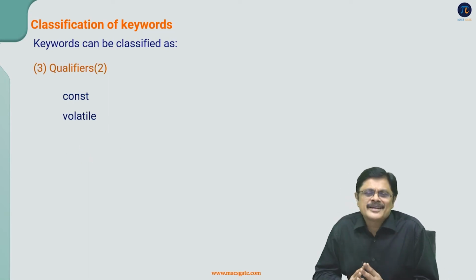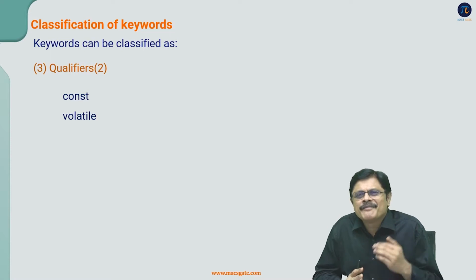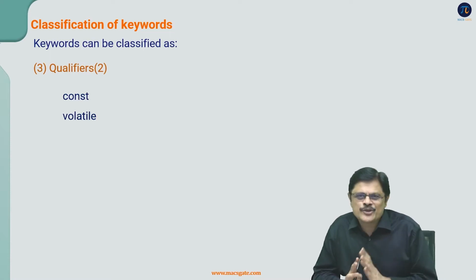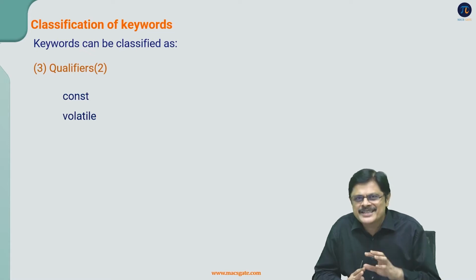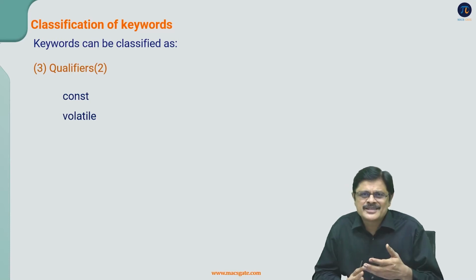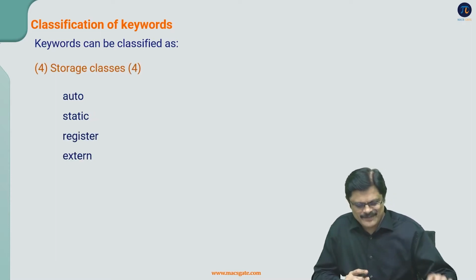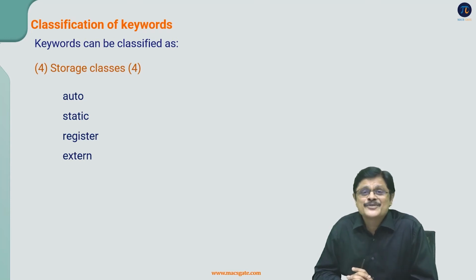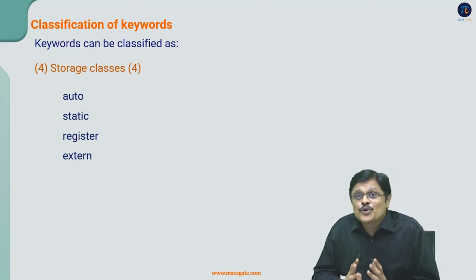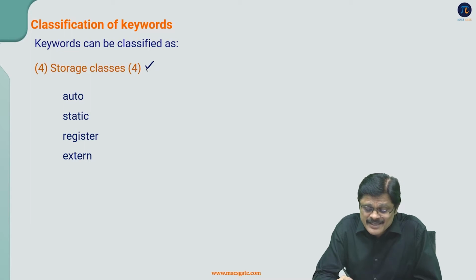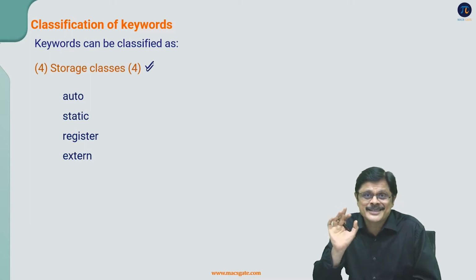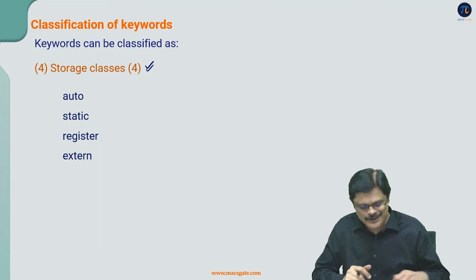Then these are the qualifiers, which change the properties of the variables or the functions with which they are associated. Constant means you cannot change the value, whereas volatile means it is changed by some other process other than this program. Of course, volatile we are not discussing in this particular syllabus. Just note it. Next, we have the storage classes, which tell you the lifetime and scope of the variables. We have 4 important storage classes, and we have a separate session for the storage classes in our syllabus. Very important from the GATE point of view also.